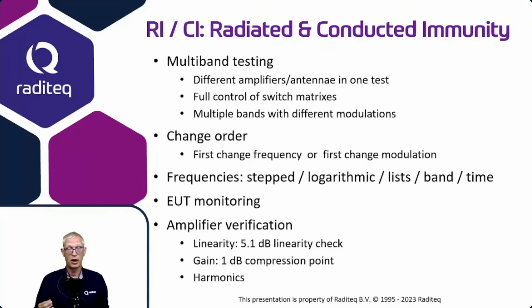One important part in the last few years in immunity testing is that the amplifier is being verified to be correctly used in its linear range. So also with the radiated immunity module in RadiMation, it's possible to do a 5.1 dB linearity check of your amplifier, but we also provide the tools to do a gain compression test, where you can, for example, determine the 1 dB compression point of your amplifier.